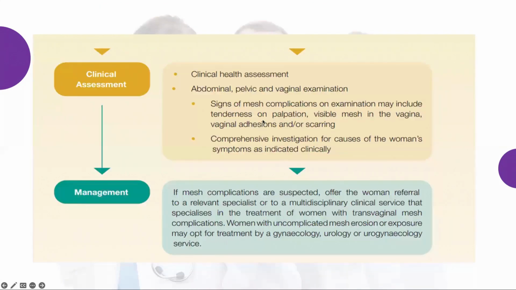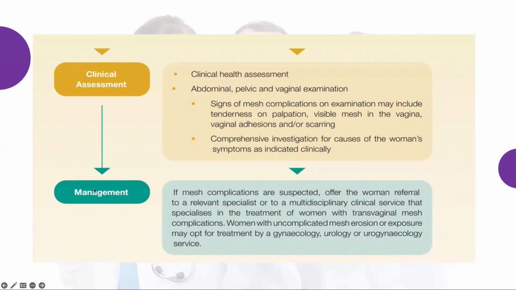Then clinical assessment, of course: your abdominal, pelvic and vaginal examination. Signs of mesh complication on examination will be tenderness on touch. You can see the mesh in the vagina once you put a speculum inside. There can be vaginal adhesions or scarring in the vagina, and then, if required, you have to do some other investigation which can be a cause of the symptoms of the woman. If you don't see a mesh, if you don't see any erosion there, then there can be any other cause of the symptoms the patient is presenting to you.